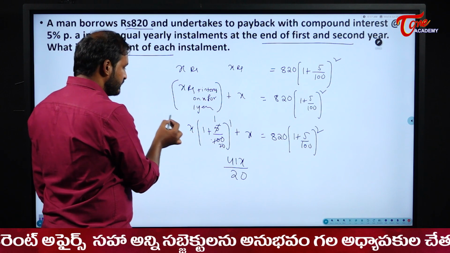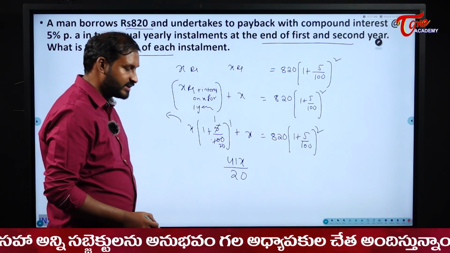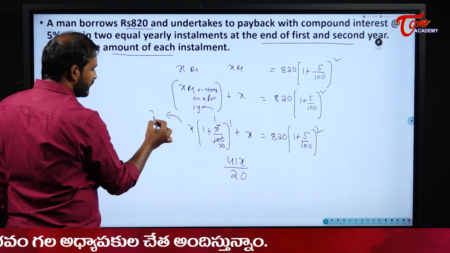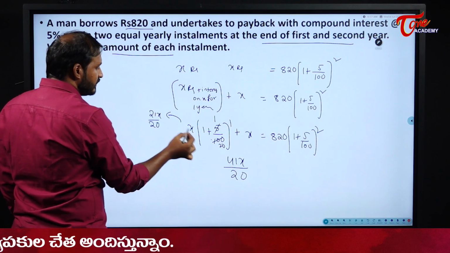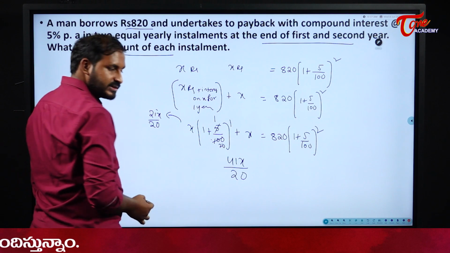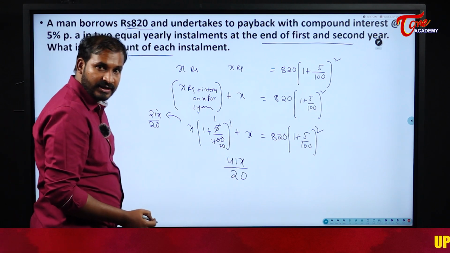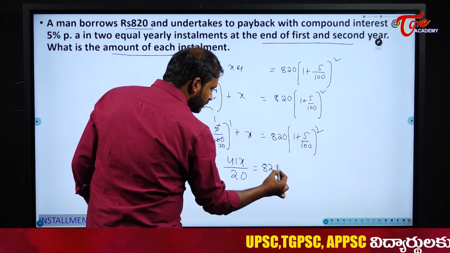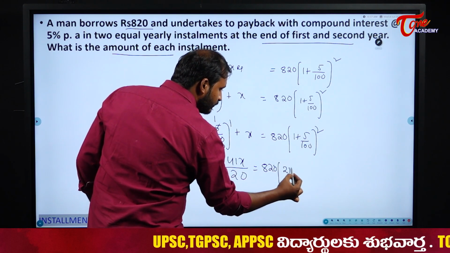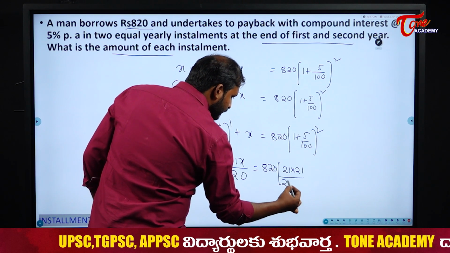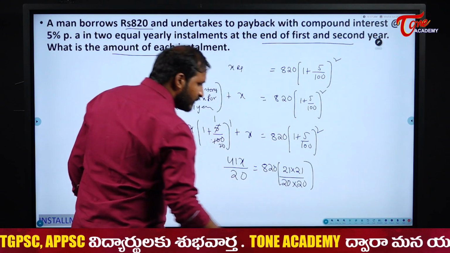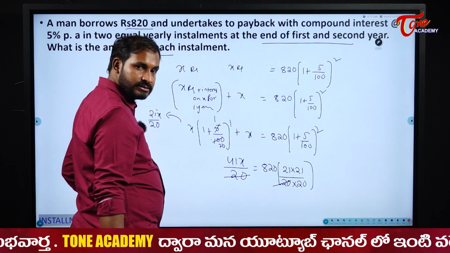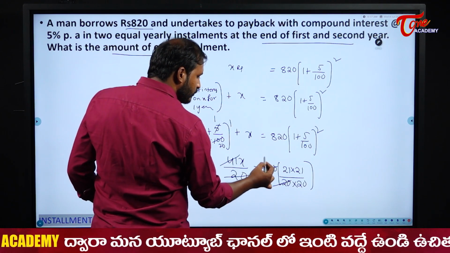21x by 20 plus x becomes 41x by 20. So I am writing directly, please try to understand. It will save a lot of time. 820 into 21 into 21 by 20 into 20. So the 20 gets cancelled, 41 ones are 41, and so on.